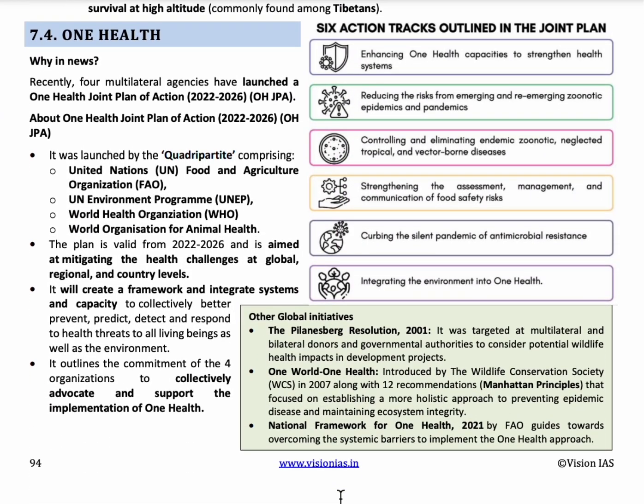The next topic is One Health. So, the term One Health recognizes the interconnection between the health of humans, animals, plants, and the environment. One Health Joint Plan of Action was launched by 4 agencies comprising the UN Food and Agriculture Organization, UN Environment Program, World Health Organization, and World Organization for Animal Health. The One Health Joint Action Plan aims at mitigating the health challenges at the global, regional, and country level.